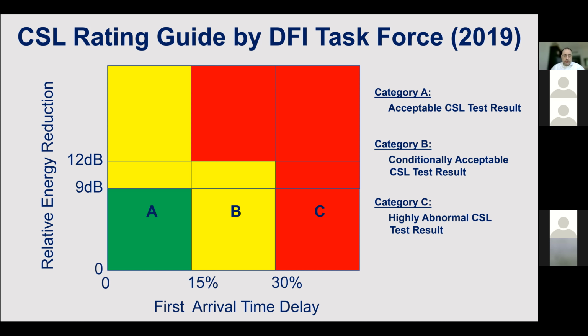If you plot the relative energy reduction versus first arrival time and you're within this zone, zone A, it's green. So you can say that this is an acceptable result.